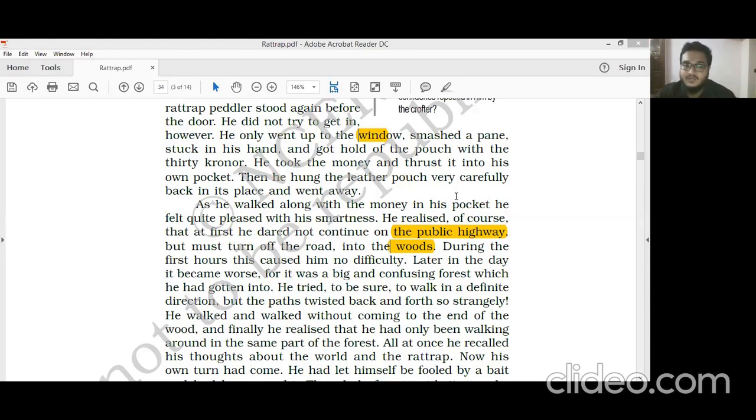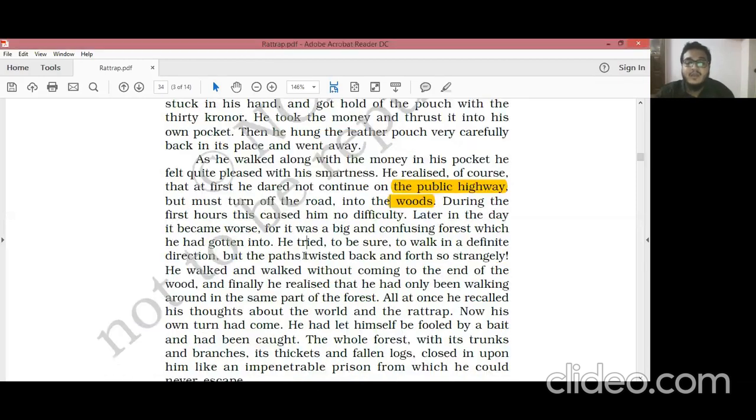He was lost. What happened? In the initial time, he enjoyed the first hour. Later on, in the middle of the day, he understood he was lost in the forest. The forest was confusing. He tried to be sure to walk in a definite direction, but the path twisted him back and forth so strangely, in a strange manner. Finally the conclusion is that the man was lost in the forest. He was not able to track where to go, how to come out of the forest.